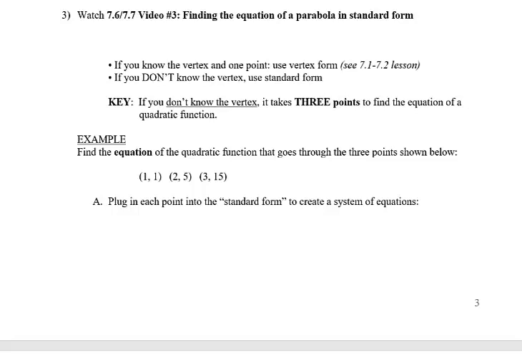This is video number 3 for sections 7.6 and 7.7, finding the equation of a parabola in standard form. Let's remember what standard form looks like: y equals ax squared plus bx plus c. We're going to talk about how you find such an equation if you know some points on the parabola.